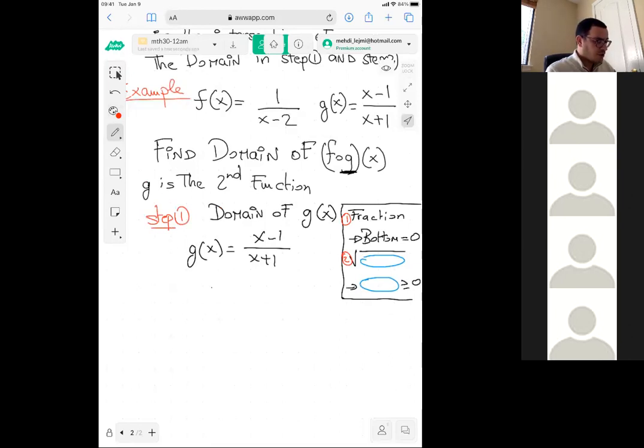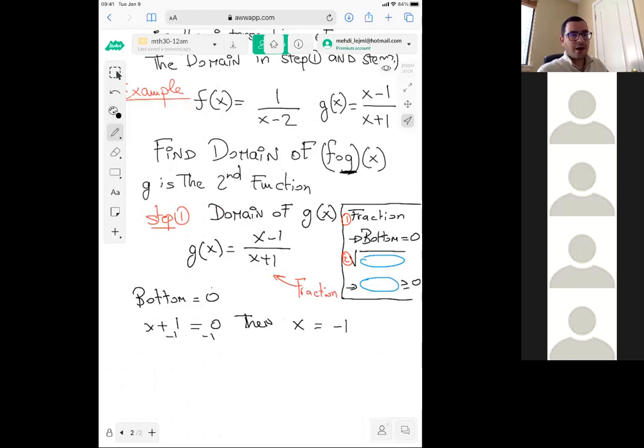However, of course, my function g is a fraction. So we have to solve the bottom equal to 0. The bottom is x plus 1 equal to 0. If you subtract 1, then my x would be -1. So the domain would be any real number except -1. So I have to exclude -1.